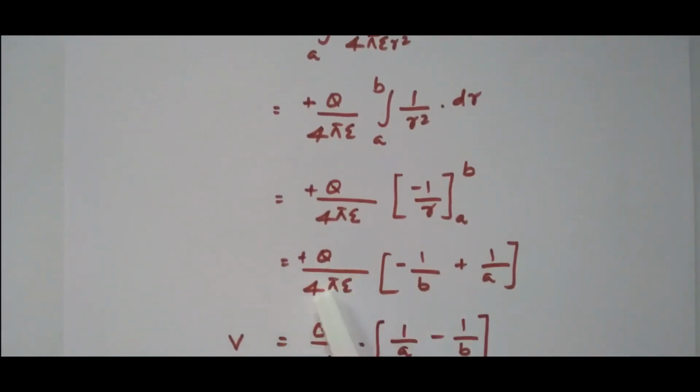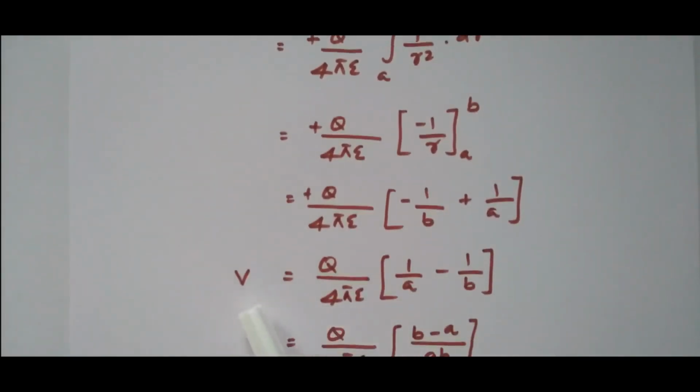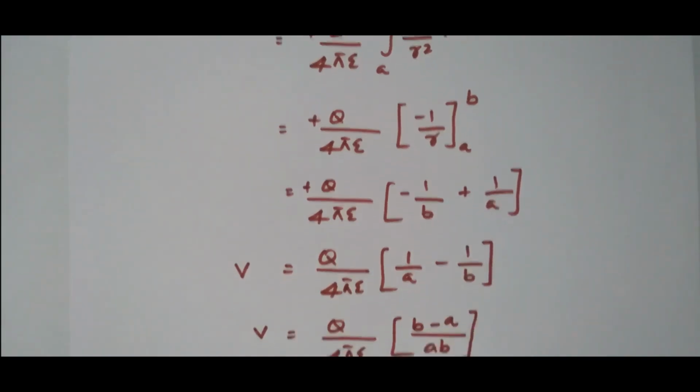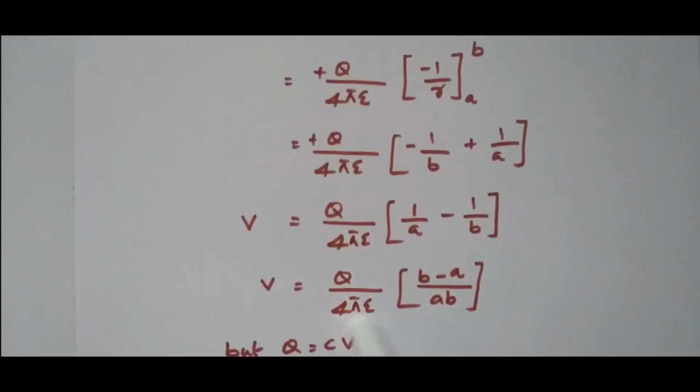Substitute the limits a and b. Q divided by 4 pi epsilon, upper limit gives minus 1 by b. While substituting the lower limit, already one minus is there, we get one more minus, so it becomes plus 1 by a, right? So V equal to Q divided by 4 pi epsilon, 1 by a minus 1 by b. Now we take the LCM ab, so b is multiplied here and a is multiplied here. So b minus a divided by ab. V equal to Q divided by 4 pi epsilon, b minus a over ab.